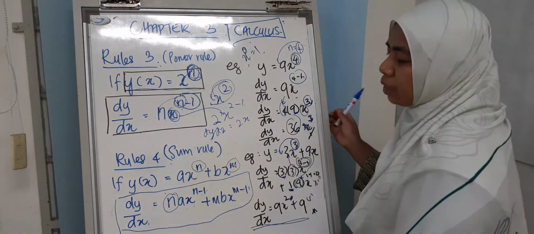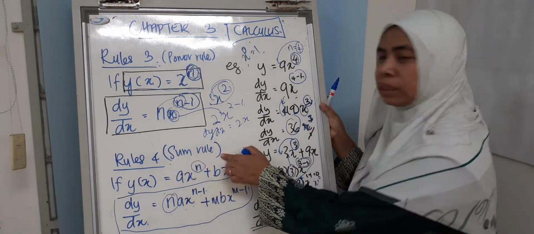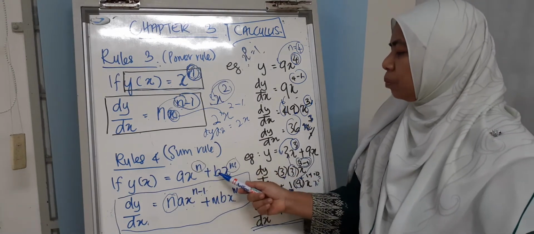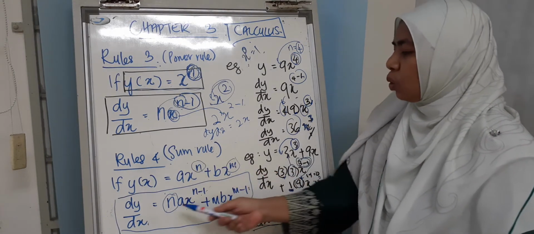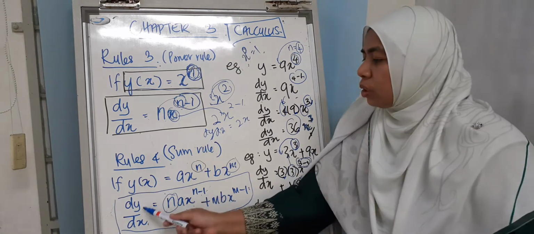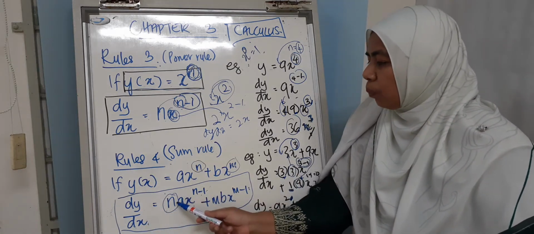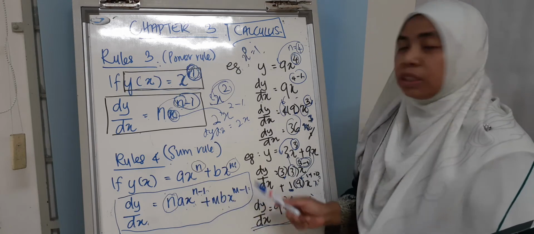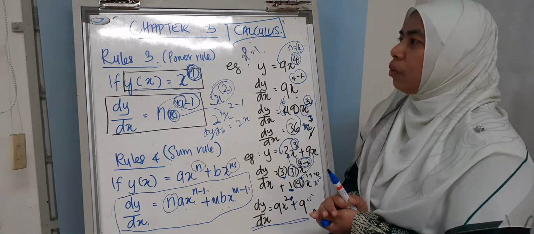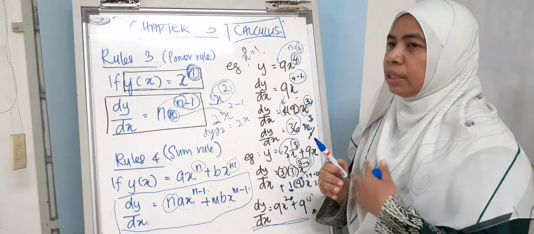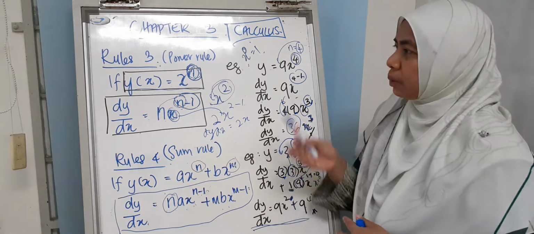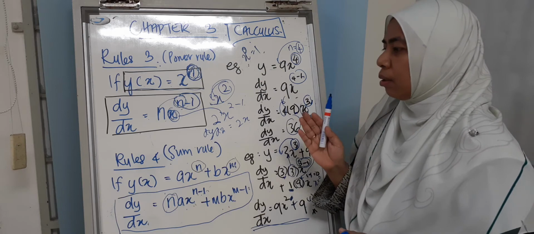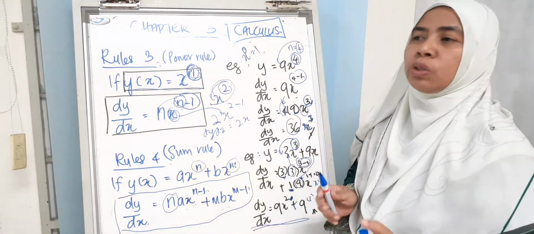Then we also learned rule number 4, which is sum rule: ax to the power of n plus bx to the power of m. When we differentiate this, dy per dx equal to n ax to the power of n minus 1 plus m bx to the power of m minus 1. So I think we stop here. In the next session I will teach you about rules number 5, 6 and 7. So that's all for today.